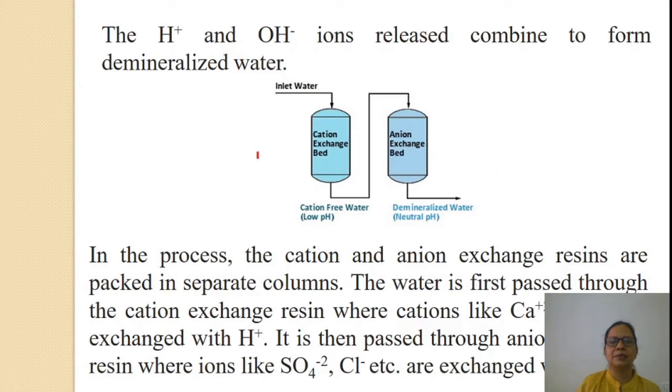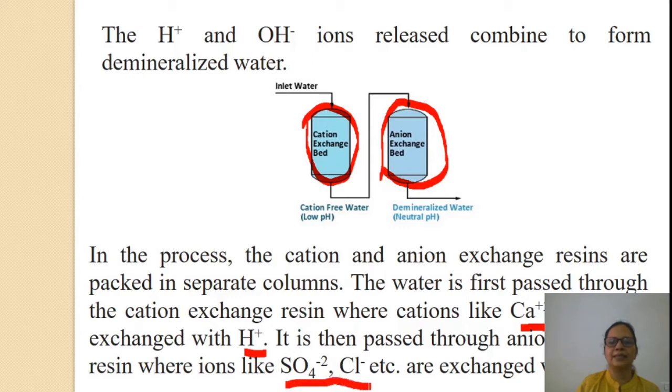The schematic representation of deionization unit is here. In this process, cation and anion exchange resins are packed in separate columns. The water is first passed through cation exchange resin, where cations like calcium, magnesium are exchanged with the H plus ions. Then it is passed through anion exchange resin, where sulfate, chloride, etc. are exchanged with the OH minus ions.